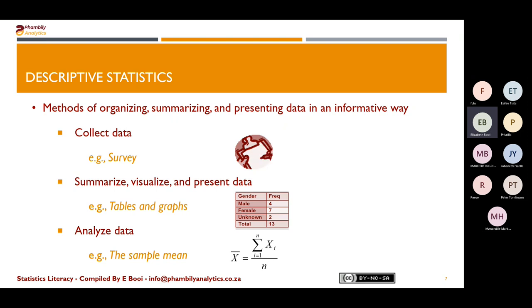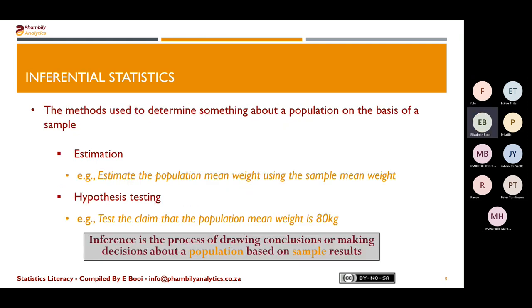You also analyze that data, and you can present it in terms of tables and charts. The second branch of statistics is what we call inferential statistics, which is the method used to determine something about the population from the sample. We're going to talk about what a population is and what a sample is later on.